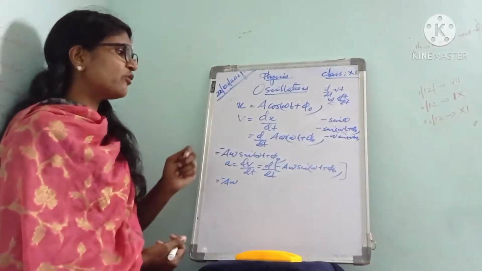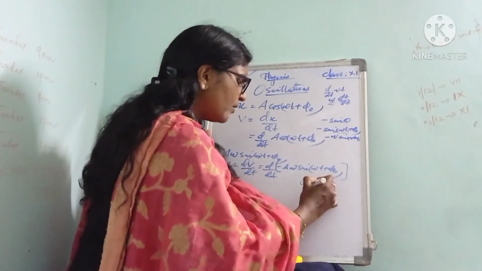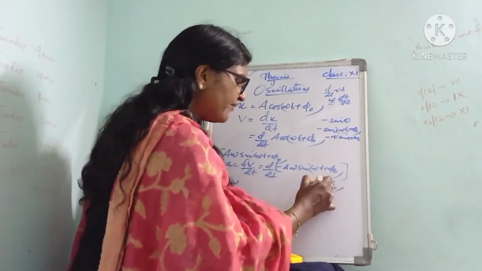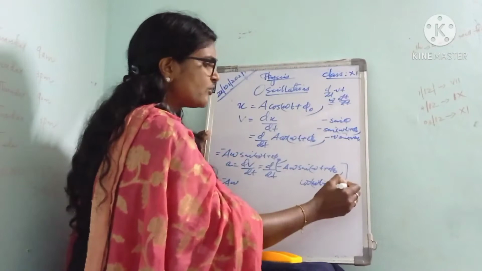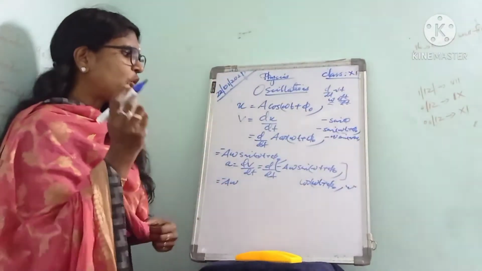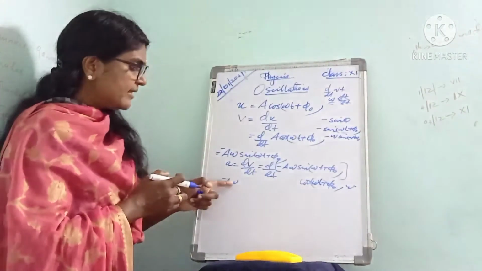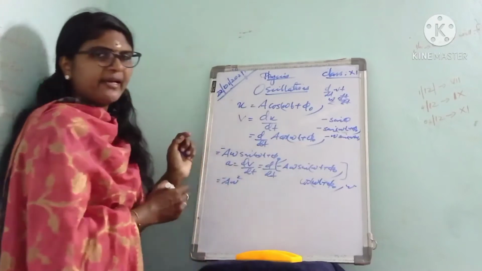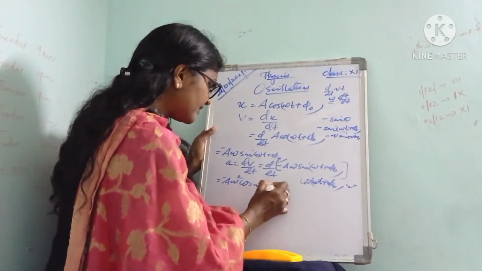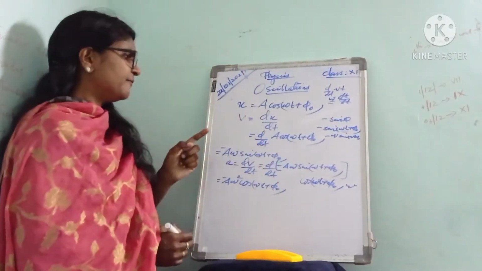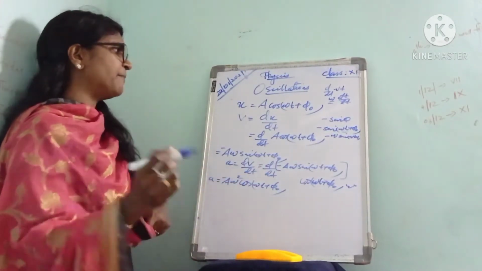Here the differentiation of sin(omega t plus phi 0) is cos(omega t plus phi 0). Then we have to differentiate this omega t once again. After differentiating omega t, we will get omega. So we got omega cos(omega t plus phi 0). Here we already have one omega, so omega into omega is omega square. Then minus A omega square cos(omega t plus phi 0). That is acceleration a, equal to minus A omega square cos(omega t plus phi 0).